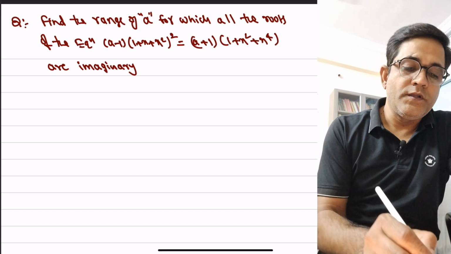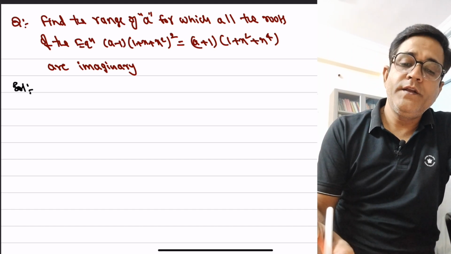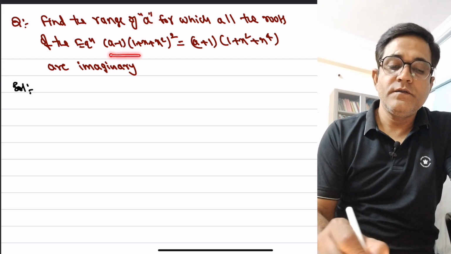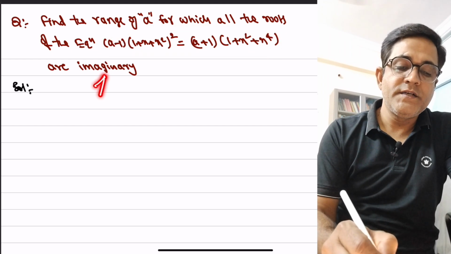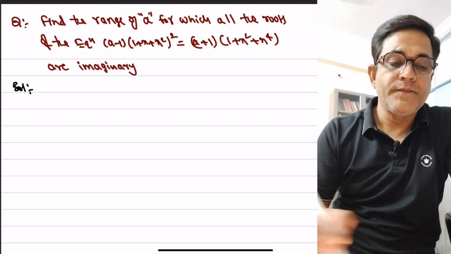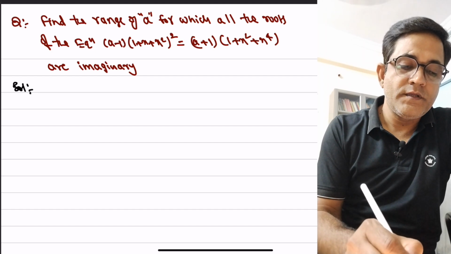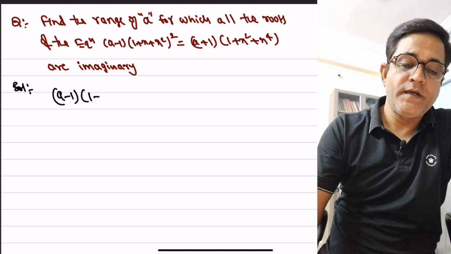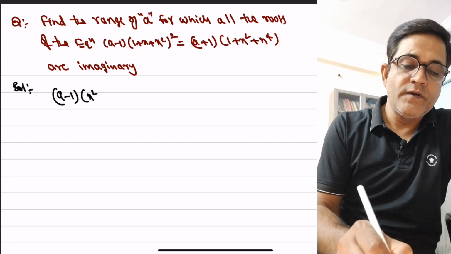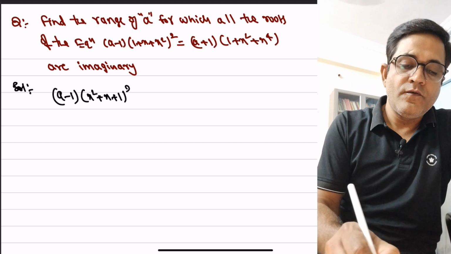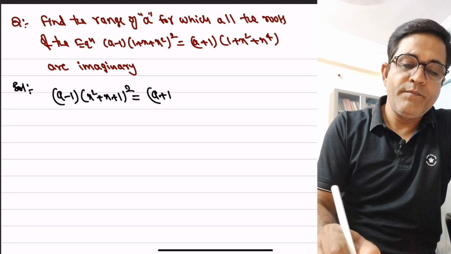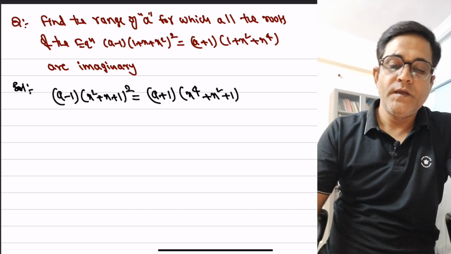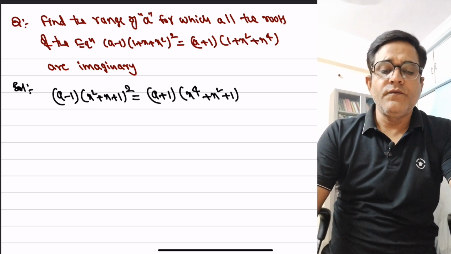To solve this question, we need to find the values of the parameter a for which this equation has imaginary roots. For that, the given equation is (a − 1)(1 + x²)², which we write as (a − 1)(x² + x + 1)² = (a + 1)(x⁴ + x² + 1). So, this is the given equation.